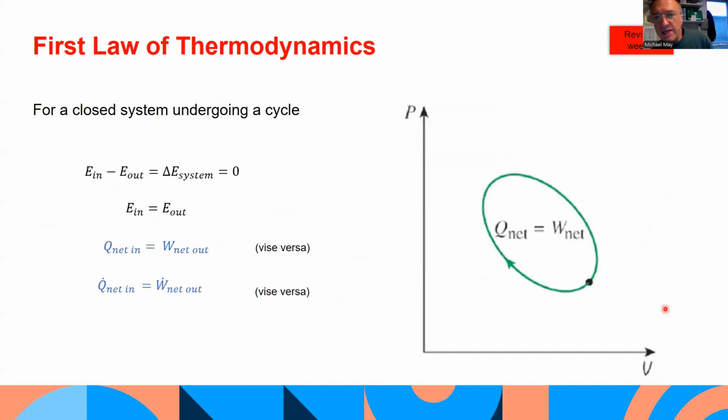And we can also say for a cycle that the energy in minus the energy out equals the change in the system, but for a cycle that should equal 0. So the energy in equals the energy out. So what we can say is the net heat in equals the net work out by the system, or vice versa. And the net heat transfer rate equals the net power out of the system, or vice versa.